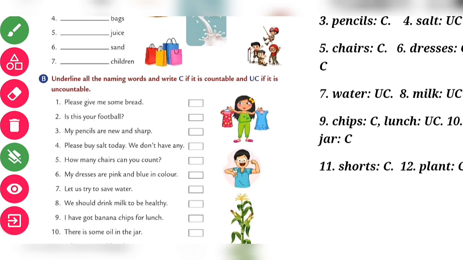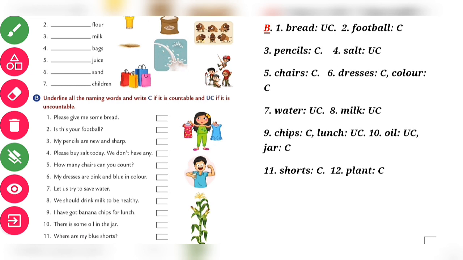Exercise B. Underline the naming words and write C if it is countable and UC if it is an uncountable noun. So, please give me some bread. Here bread is a word that you cannot count, so you can write UC. Okay, it is your football. Football is countable. Then the third is my pencils are new and sharp. Pencil you can count, so that is why it is a countable noun. Then fourth is please buy salt today. Just now we have read about salt, so salt is an uncountable noun.